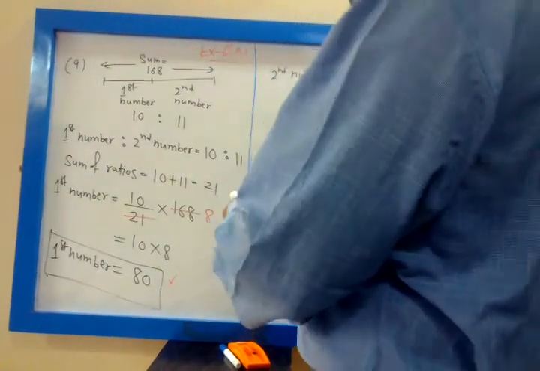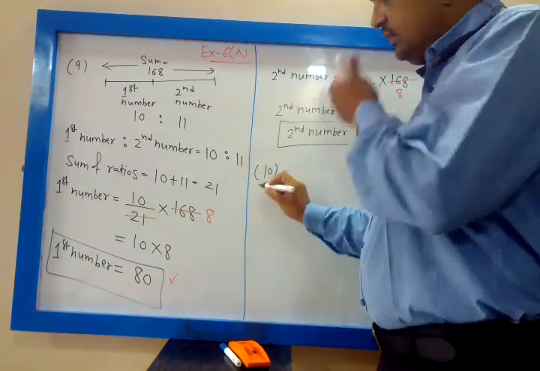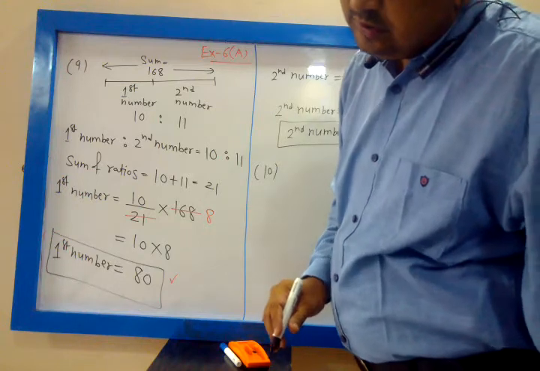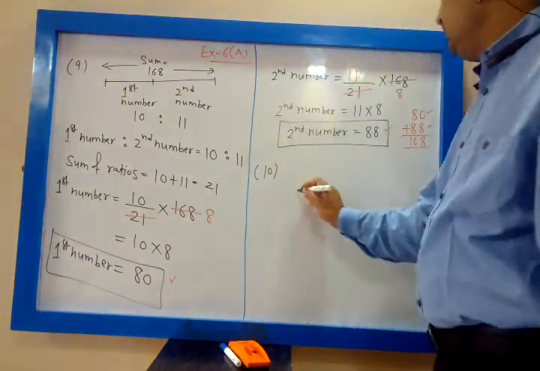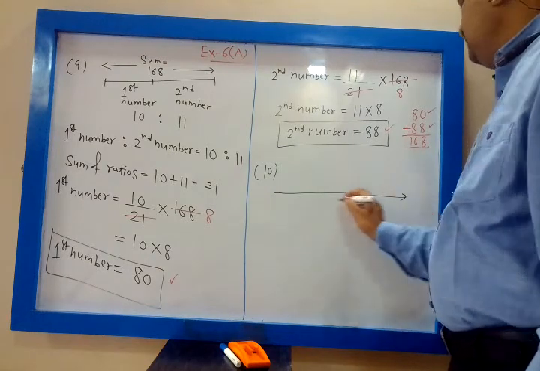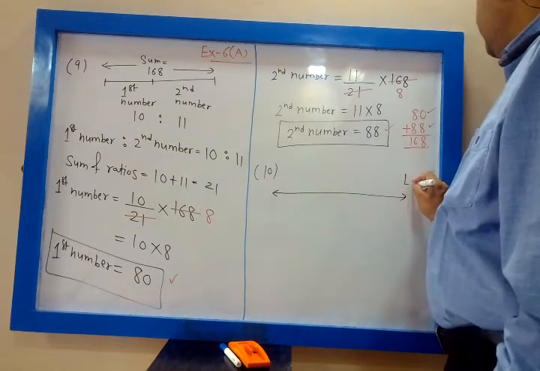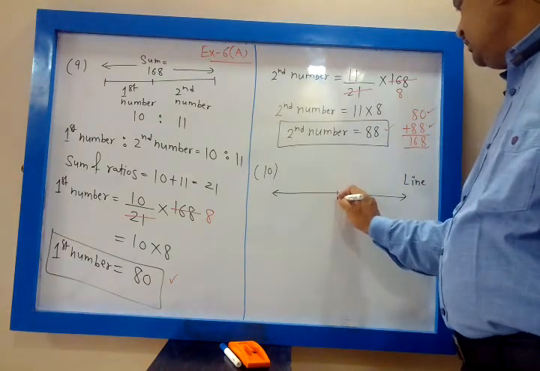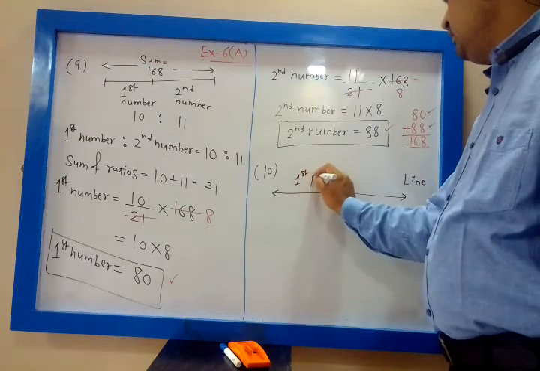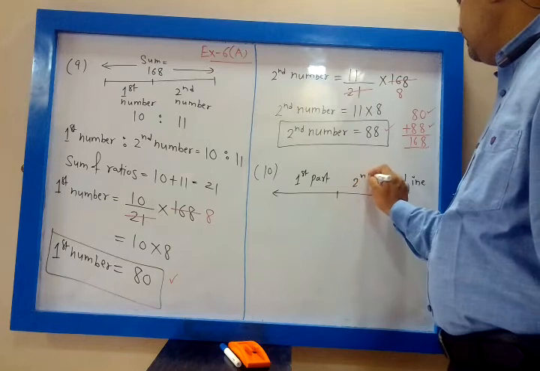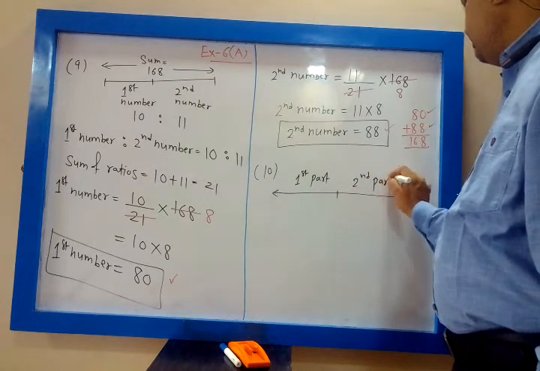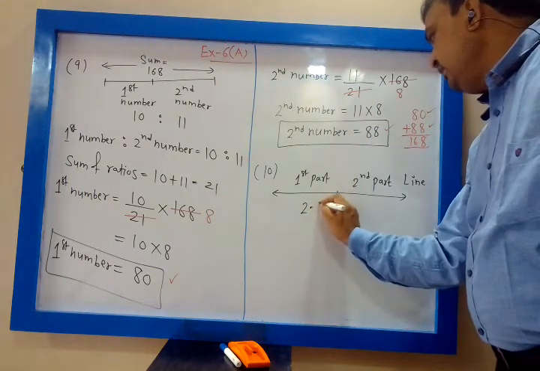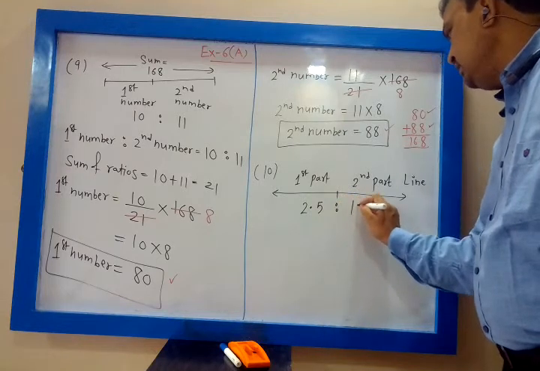Now 10th one. A line is divided into two parts in the ratio 2.5 ratio 1.3. This is my line. It is divided into two parts in the ratio 2.5 ratio 1.3. So this is the first part and this is the second part.